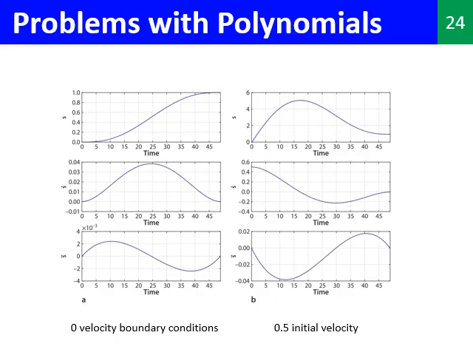Now I want you to identify two main problems associated with polynomials. You may pause the video now and try to find them. So assuming that you took some effort to recognize the problems, the first problem we have is when we have non-zero initial velocity like this.